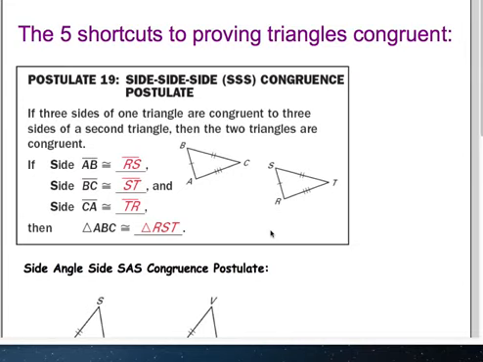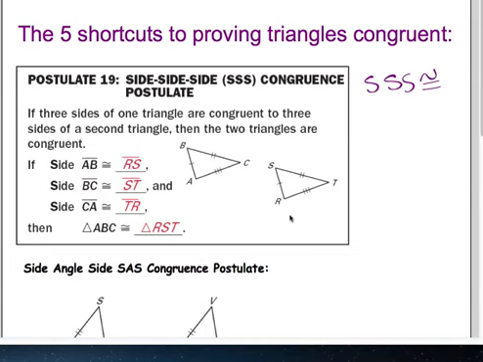So the first one is side, side, side. And we abbreviate that with SSS. And eventually we're going to get to talking about similarity as well. So I like to write SSS congruent because there's one that also is used for similarity, but right now we're just talking about congruent figures. So side, side, side, congruent.